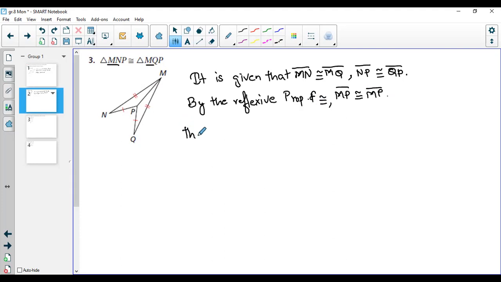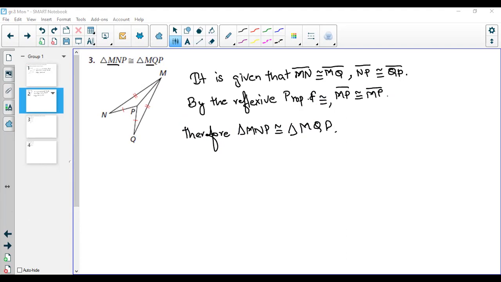Therefore, triangle MNP is congruent to triangle MQP. And you're done. This is how you use the steps to prove that two triangles are equal. Now let's move on with the lesson explanation.